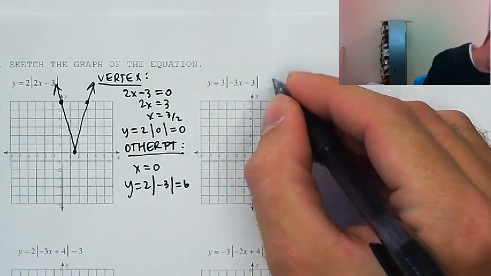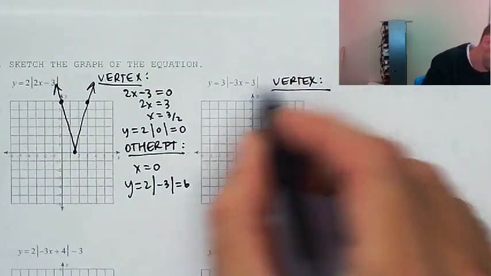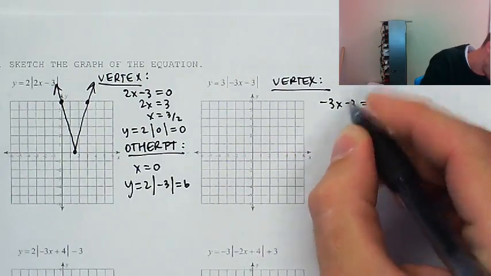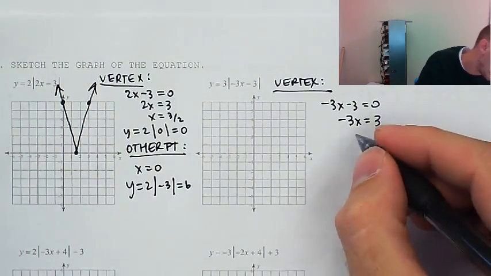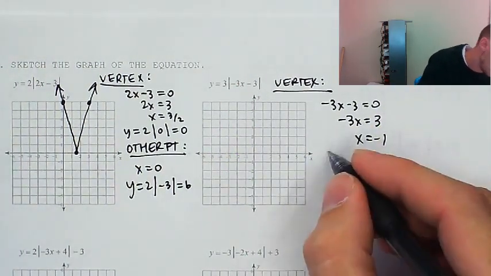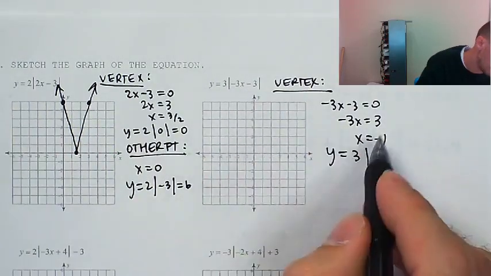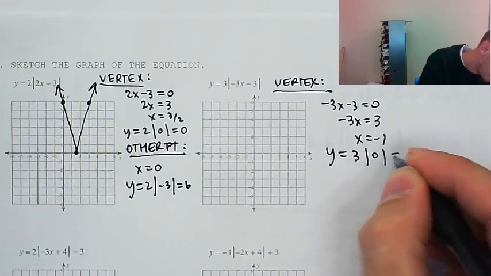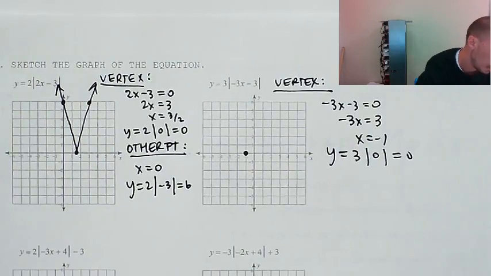For the x-coordinate of the vertex, we're going to find it by taking the inside and setting it equal to 0. So -3x = 3 when I add 3 to both sides. I divide by -3, and I get x = -1. The y-coordinate is going to be 3 times the absolute value of, -3 times -1 is 3, minus 3 is 0. So that's 0. So x = -1, y = 0.